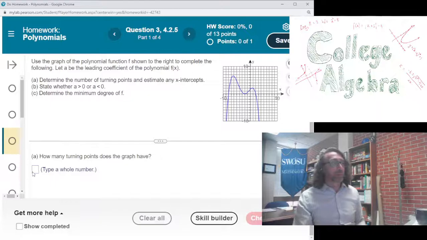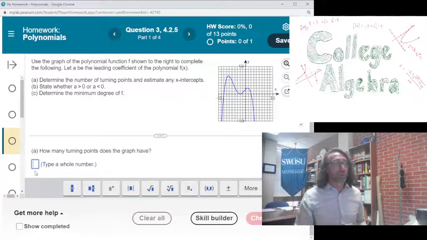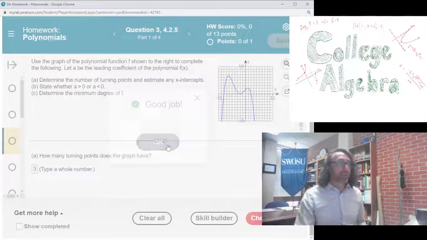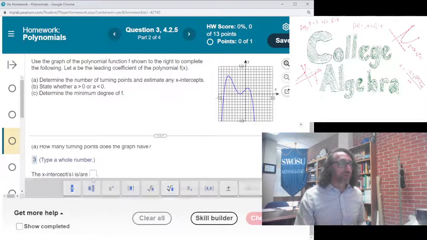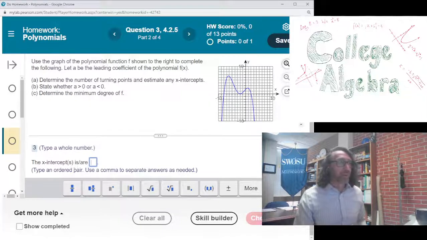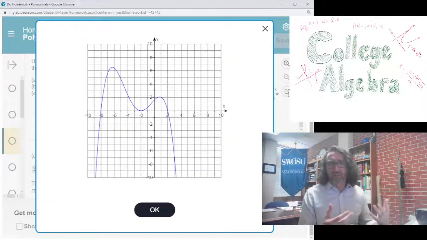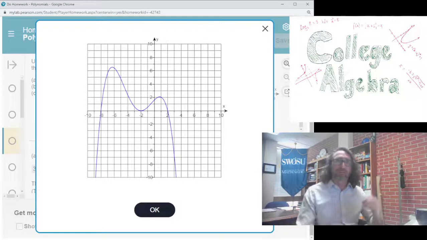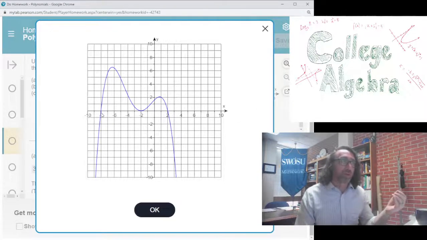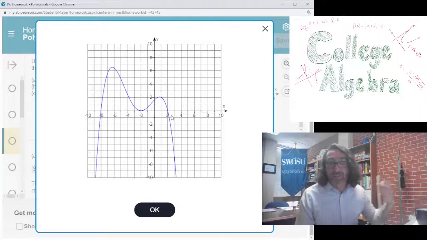Okay, so let's go and start doing some answering here. How many turning points? We just saw it has 3. Check answer. Great, got it. The x-intercepts are, now, it likes us to type ordered pairs. And technically, that's the way you need to do it, okay? The x-intercept of a graph is a point on the graph. So a lot of times we might get a little sloppy and say the x-intercepts are -8, -2, and 2. In fact, I think I just did that.